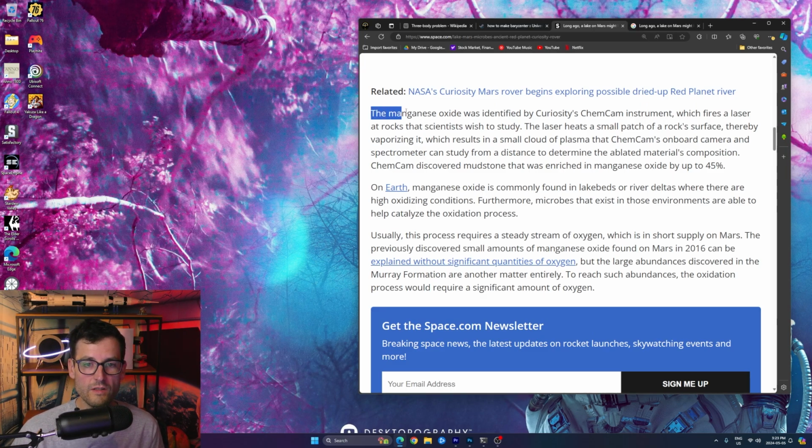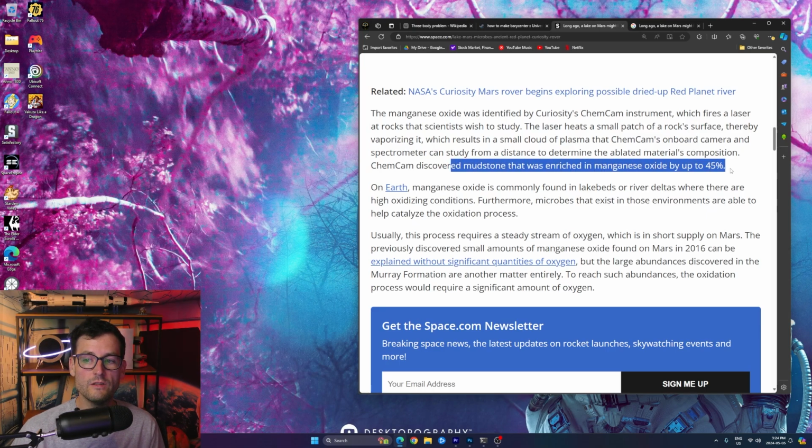The manganese oxide was identified by Curiosity's ChemCam instrument, which fires a laser at rocks that scientists wish to study. The laser heats a small patch of a rock surface, thereby vaporizing it, which results in a small cloud of plasma that ChemCam's onboard camera and spectrometer can study from a distance to determine the ablated material's composition. ChemCam discovered mudstone that was enriched in manganese oxide by up to 45%.